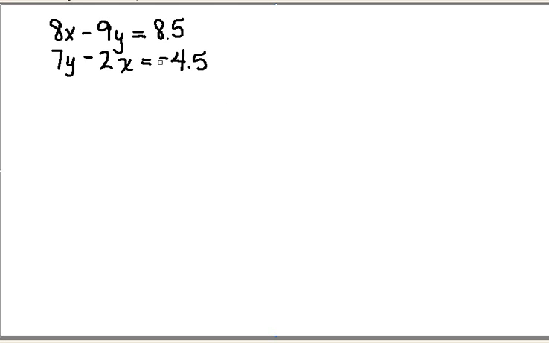Here's the next problem, and it asks you to solve it using elimination. So the first thing I'm going to do is rewrite my problem, lining up my x's and y's. So I get 8x minus 9y equals 8.5.